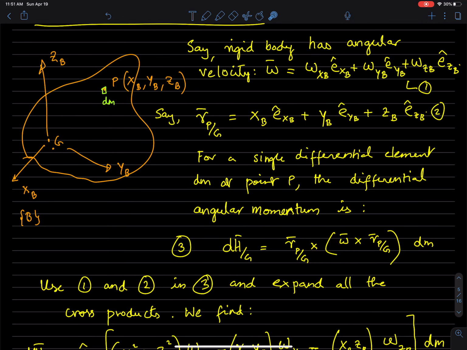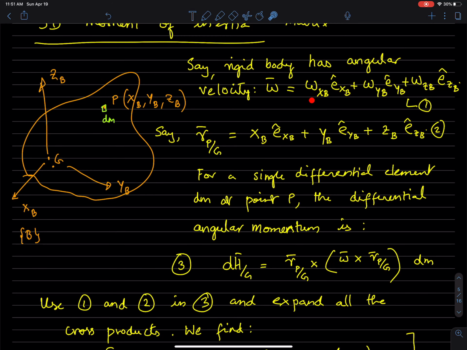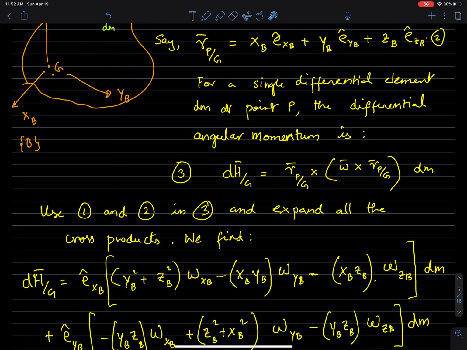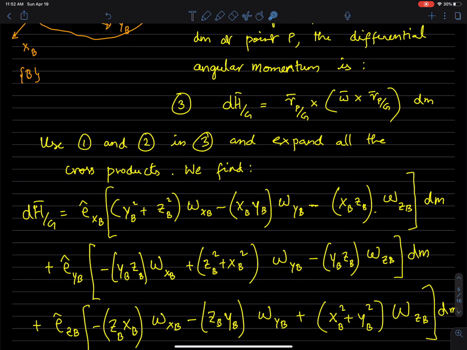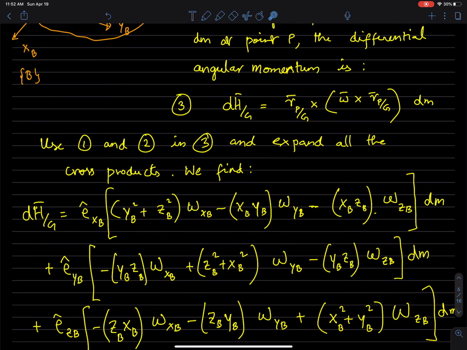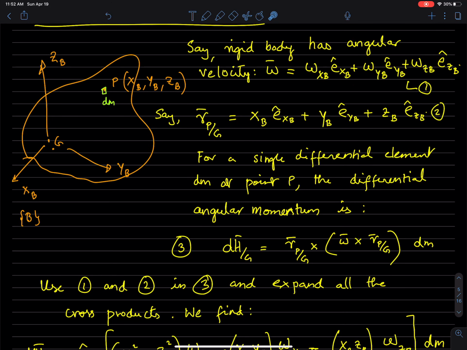Okay, and then we write omega, the angular velocity of the rigid body, also in the frame B: omega xb, omega yb, omega zb. Rp with respect to G is this quantity as we just noted. And then we can write this cross product out for the differential angular momentum quantity, or the angular momentum of the differential mass element. So we just take this and plug in these expressions for omega and Rp with respect to G and evaluate this cross product.